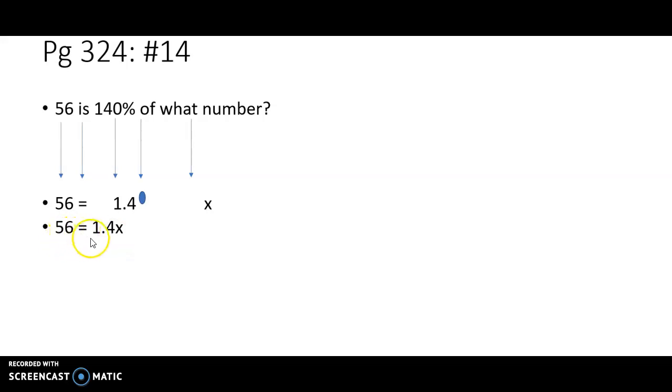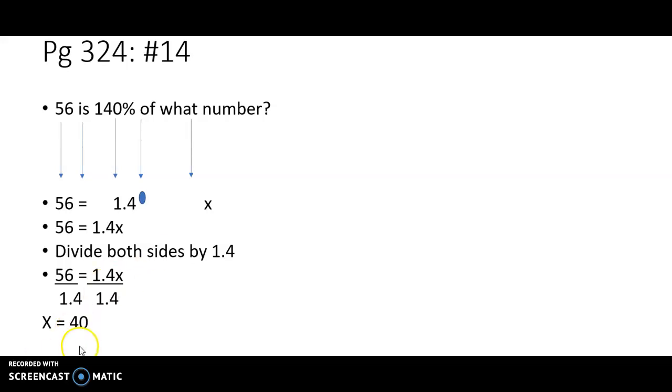So we have 56 equals 1.4x. Again, it's a one-step equation. To solve this, we divide both sides by 1.4, and we get x equals 40. We can actually stop here because it's not asking us for a percent, it's asking for us what number. So we have our answer in number form. We don't need to worry about changing anything.